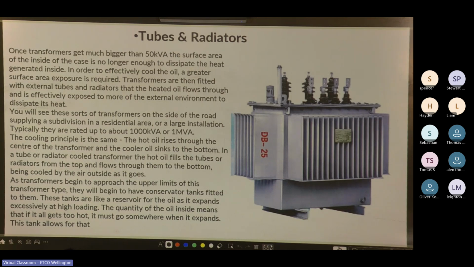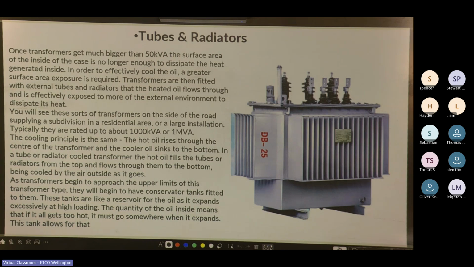Cool. So tubes and radiators. Once transformers get much bigger than 50 kVA, the surface area of the inside of the case is no longer enough to dissipate the heat generated inside. In order to effectively cool the oil, a greater surface area exposure is required. Transformers are often fitted with external tubes and radiators that the heated oil flows through and is effectively exposed to more of the external environment to dissipate its heat. Kind of like the radiator in your car, but without the fans.